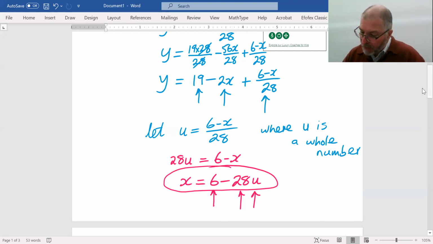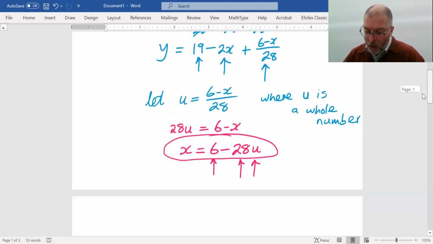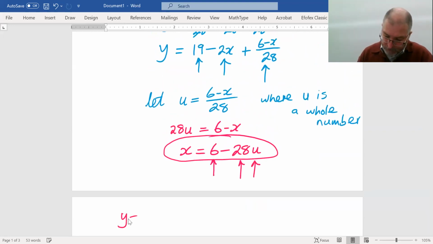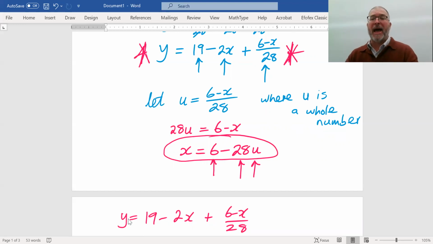Okay, so I'll scroll down and give myself a bit of room. y is 19 minus 2x, and then plus (6 minus x) on 28. I just got that from up above, where I'm colouring in an asterisk there on the page. I just rewrote that at the top of the page. Now, instead of (6 minus x) on 28, I can write the letter u.